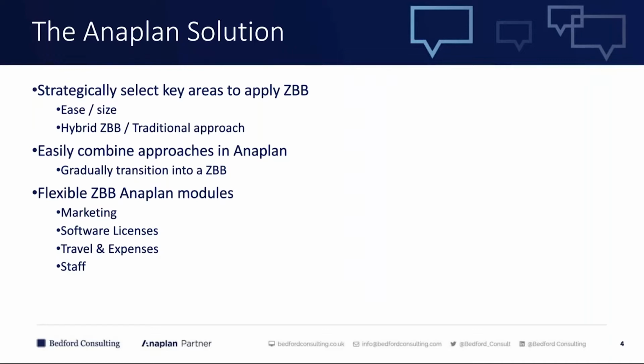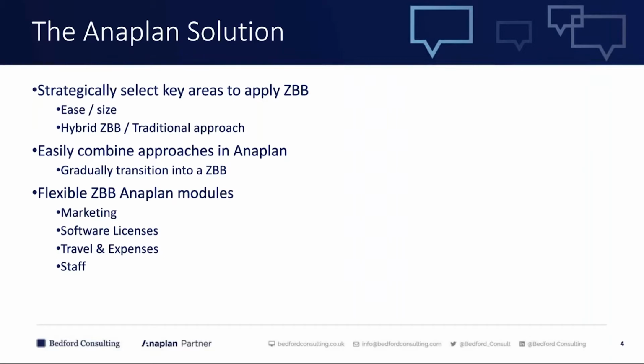In Anaplan, that's something that we can do quite easily. So there doesn't need to be that hard transition from we're not doing traditional, we're now doing zero-based. We can gradually go into that. That easy combination of approaches in Anaplan gives rise to the gradual transition into zero-based budgeting, which of course is less disruptive to any finance team or wider organization. And it's achieved by utilizing the flexible modules in Anaplan.